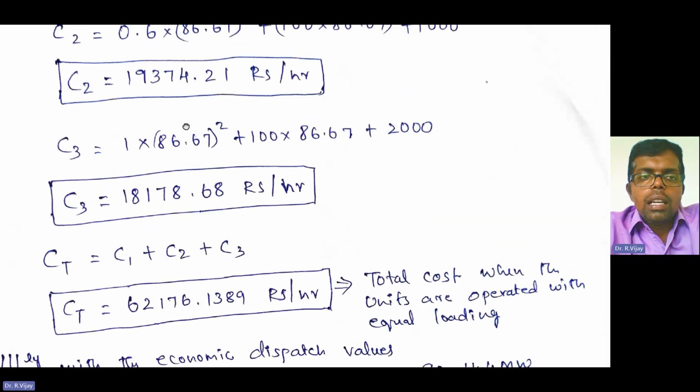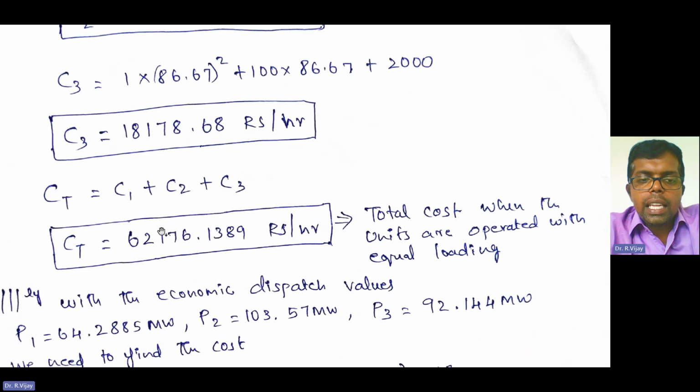Now the total cost is nothing but C1 plus C2 plus C3. Adding all C1 plus C2 plus C3, we are getting the answer as 62,176.1389 rupees per hour. This is the total cost when the units are operated with the equal loading.